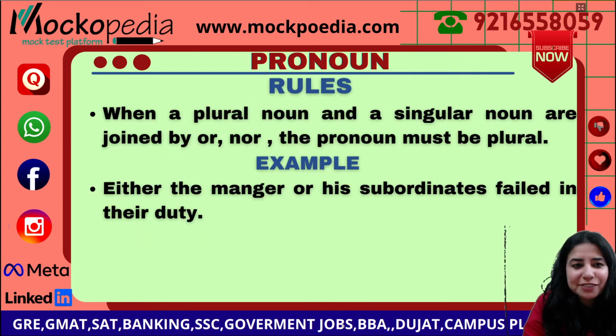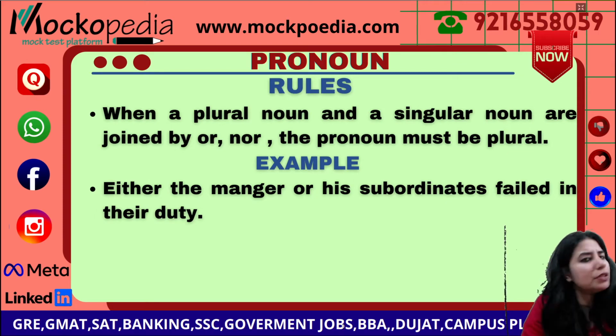Great. So let's proceed further. Now, there was a difference in the previous rule where we were combining both entities to be singular in nature. Here, there is one plural noun and one singular noun. So, if there is one plural noun and one singular noun, then the pronoun is going to be plural. So, this is simple. If both are singular, then the pronoun is going to be singular. If there is one plural term that you're combining with or, nor, then the pronoun is going to be plural in nature, right?